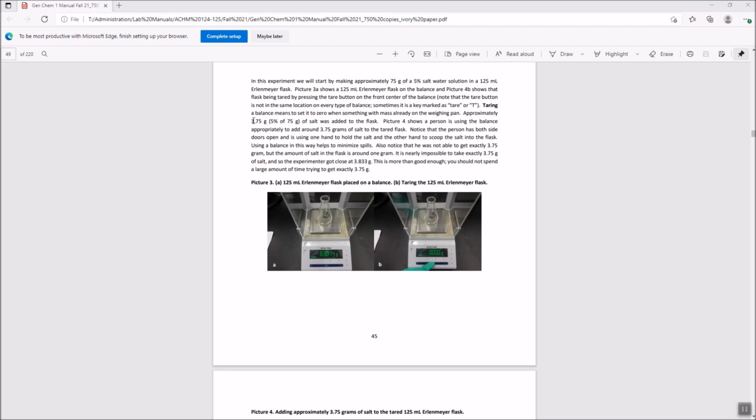The problem is, you're not going to be able to do this perfectly. You're not going to be able to do exactly 3.75 grams of salt and exactly 75 grams of solution. If you did that, it'd be exactly 5%. So what we're going to do is actually calculate what we made.